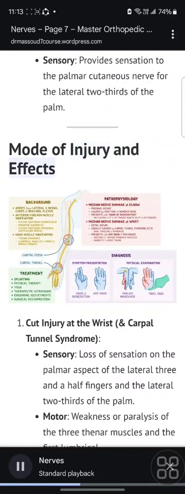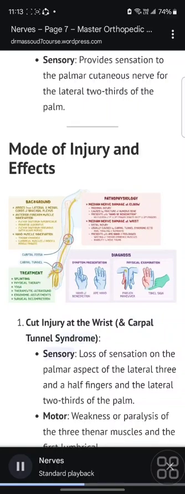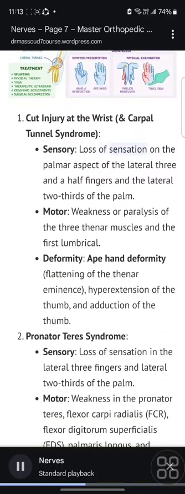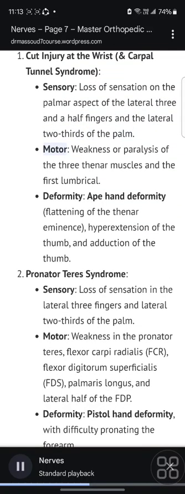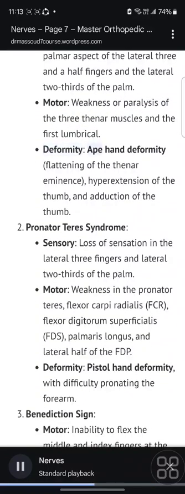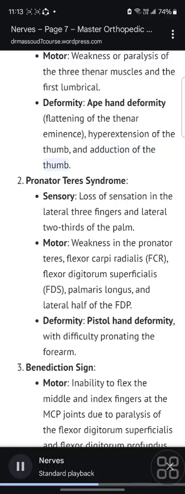Mode of injury and effects. 1. Cut injury at the wrist, and carpal tunnel syndrome. Sensory: loss of sensation on the palmar aspect of the lateral 3½ fingers and the lateral 2/3 of the palm. Motor: weakness or paralysis of the three thenar muscles and the first lumbrical. Deformity: ape hand deformity, flattening of the thenar eminence, hyperextension of the thumb, and adduction of the thumb.